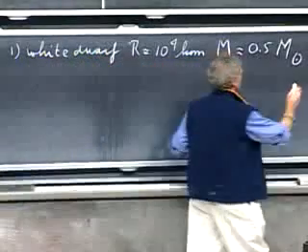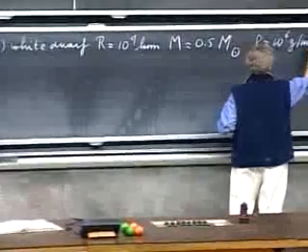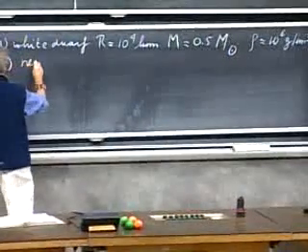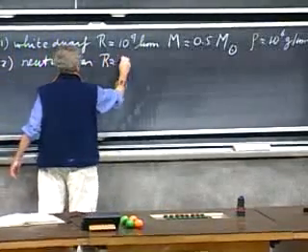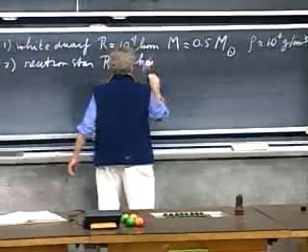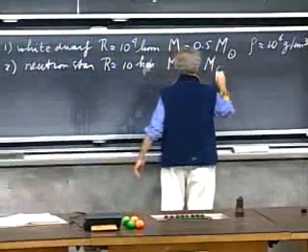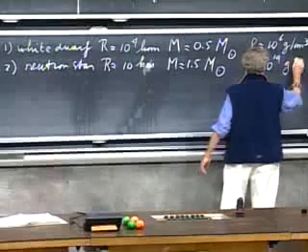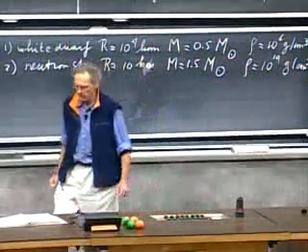Some 10 to the 6 grams per cubic centimeter. Another possibility is that you end up with a neutron star. A neutron star has a radius of about 10 kilometers, and it has a mass of roughly 1.5 times the mass of the Sun, and its density is about 10 to the 14 grams per cubic centimeter, which is even higher than the density of nuclei.